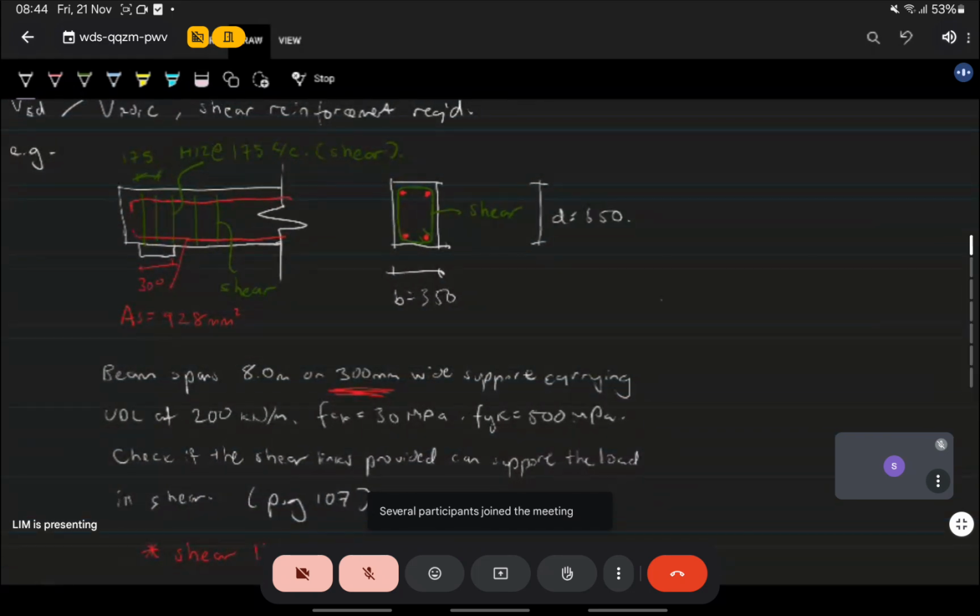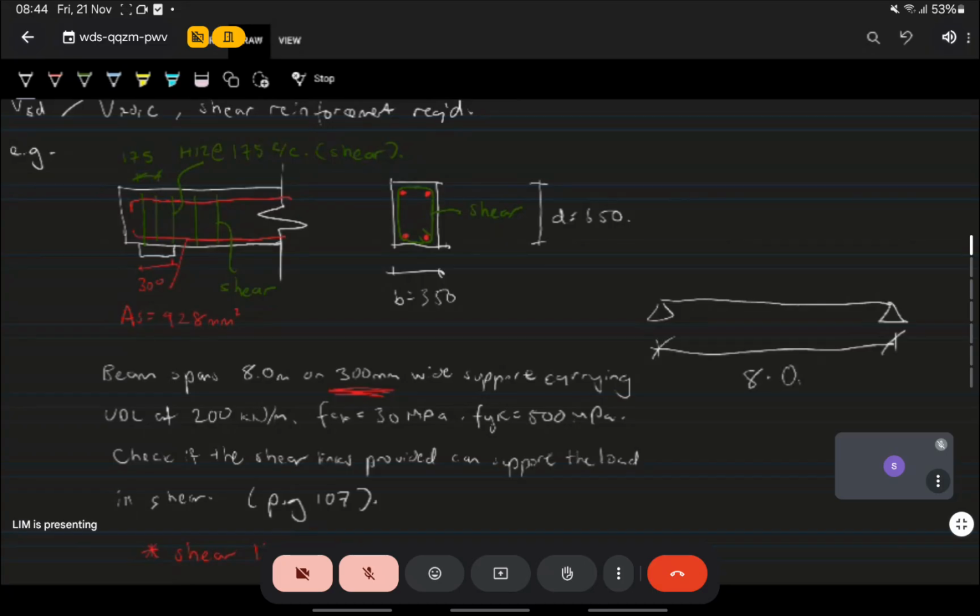Basically what we have is a beam that spans 8 meters. It's carrying a UDL of 200 kilonewton per meter run. Concrete grade FCK is 30. The reinforcement grade FYK is 500. And I've given you the links. The links have been provided.